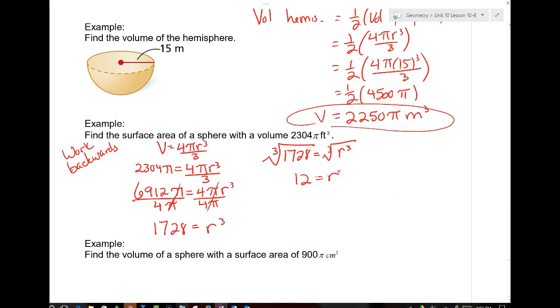Now can I just punch that into your surface area formula? Isn't that cool? So your surface area is going to be 4 pi r squared. So 4 pi 12 squared. What's 12 squared?